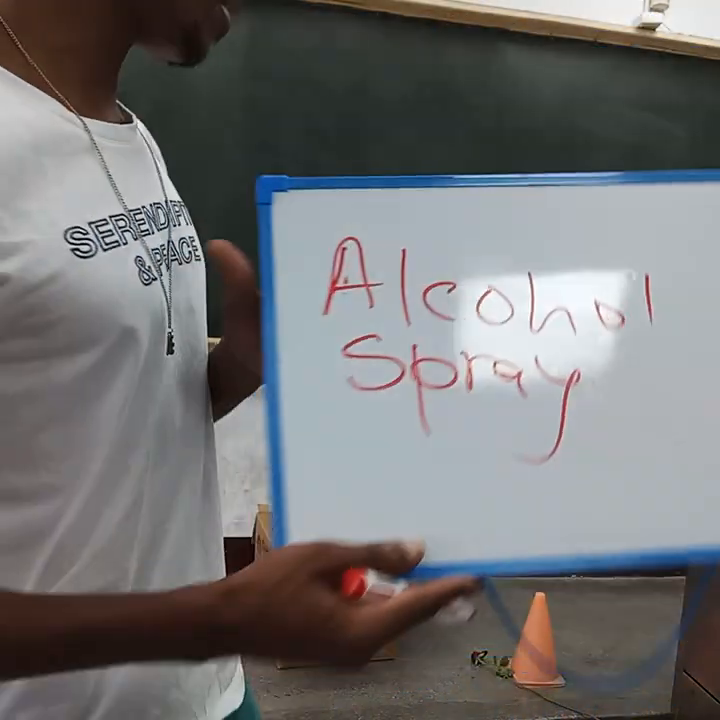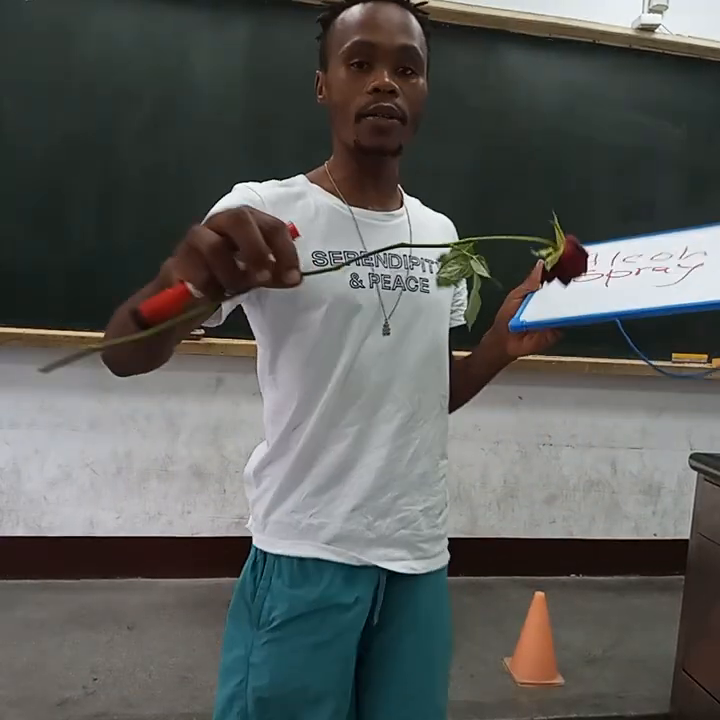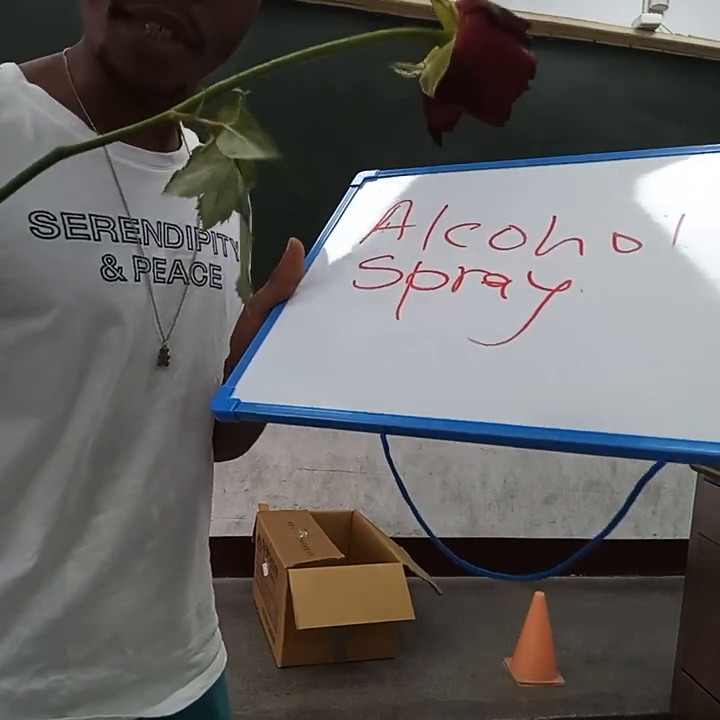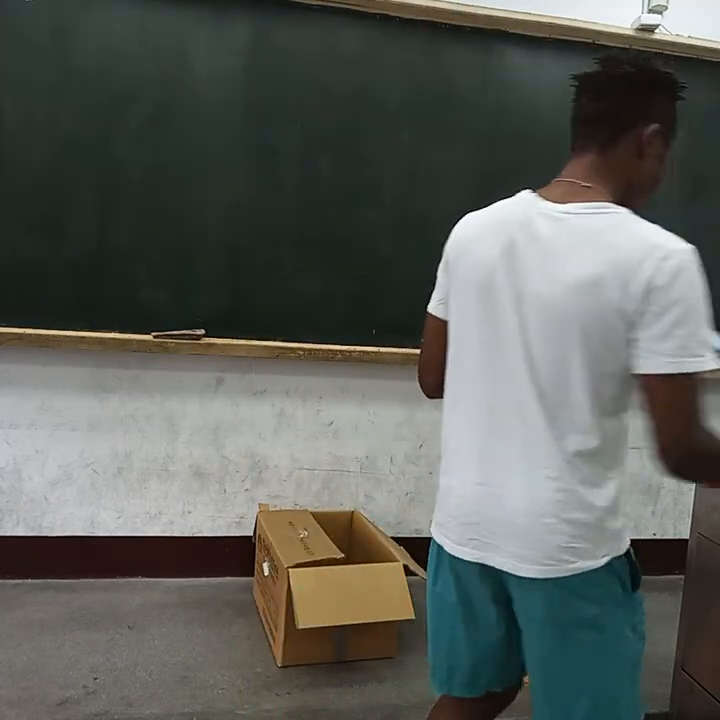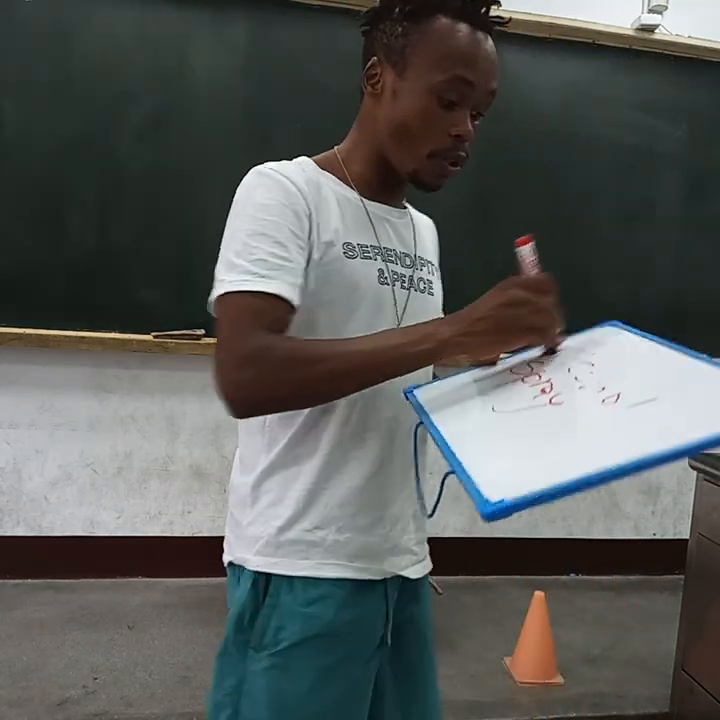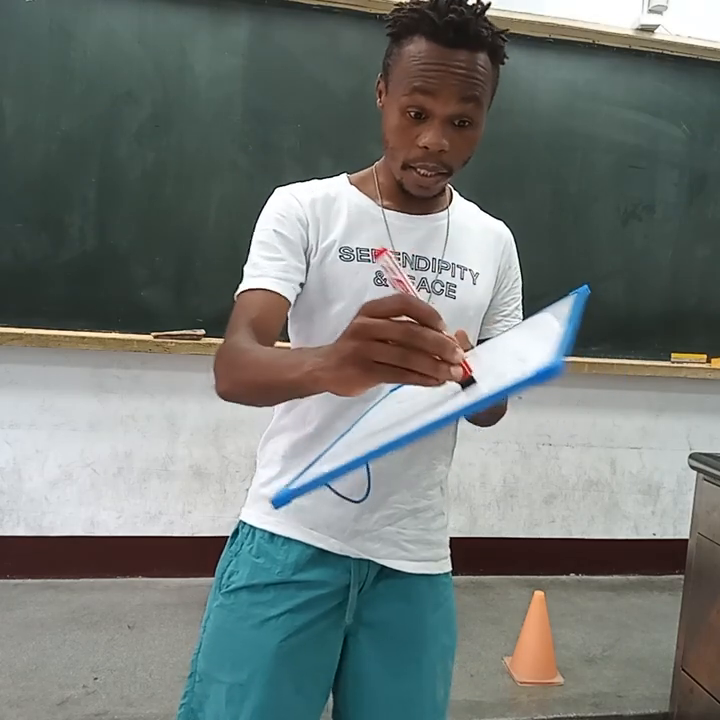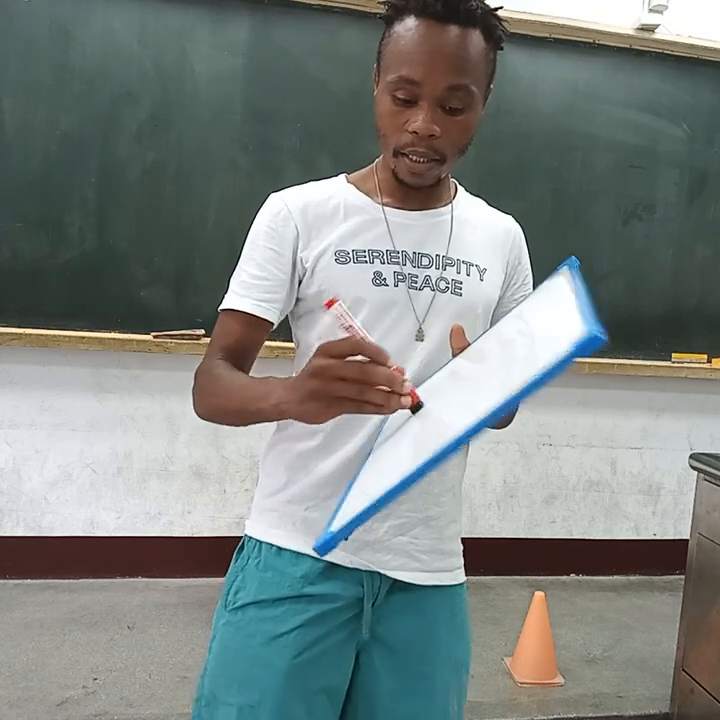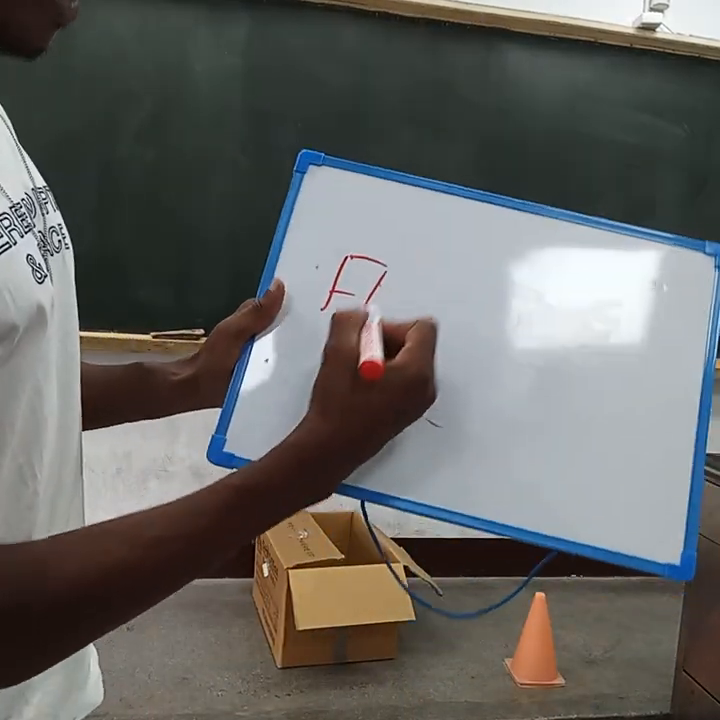Alcohol spray. Excellent. All right, and then the next one is this one. What do we call this one? No, it's not sunflower. This is a rose, actually. A rose is a flower. Very good. A rose is a flower. I showed you, but you guys forgot the spelling of a flower. You remember? I showed you the spelling of a flower. Okay, but nonetheless, this is how you spell a flower.